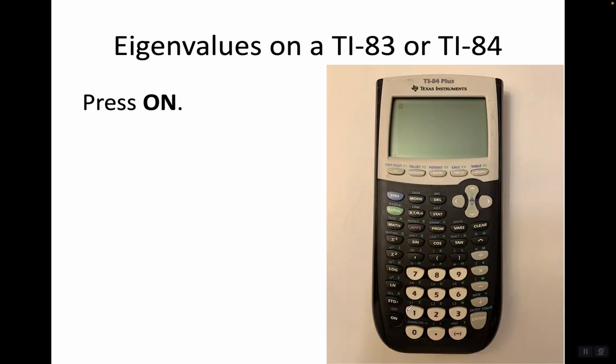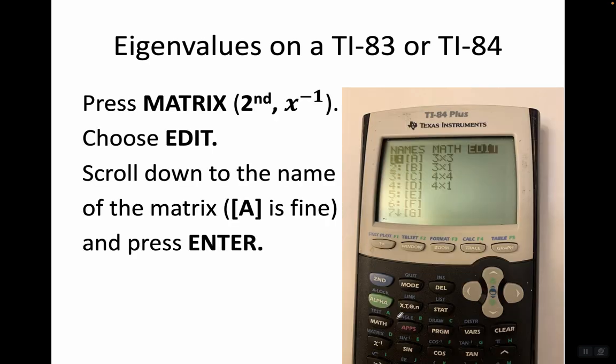First we press on, great way to start, and then we press matrix. Notice that matrix is in blue and it's above the X inverse key, so we access that first by pressing second. That's the way we access all the functions that are in blue on the calculator, and then by pressing the corresponding key, namely X inverse. So we get the matrix features.